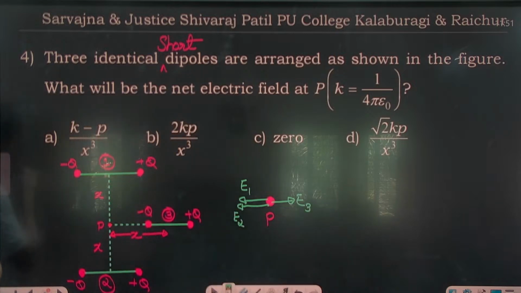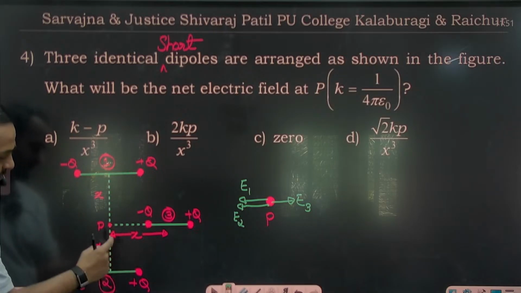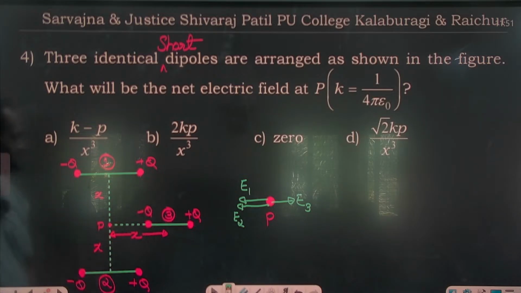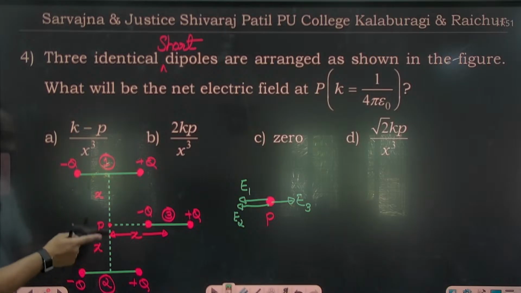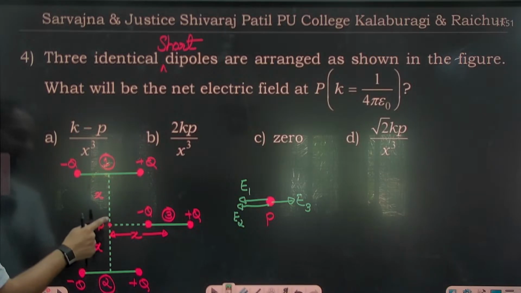So this is the diagram for the point P. Because of dipole number 1, the electric field will be towards left. Because of dipole number 2, the electric field will be towards left. And because of dipole number 3, the electric field will be towards right. So dipole number 1 and dipole number 2, the dipole moments are the same. The distance of this point is also the same. So what will be the electric field?